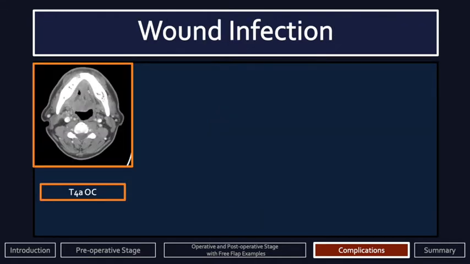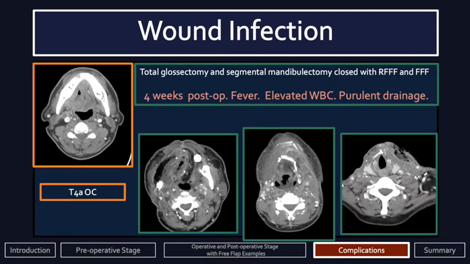Here's an example of a wound infection. This patient had a large T4A oral cavity cancer. They underwent a total glossectomy and mandibulectomy that was closed with two flaps, both a radial forearm and a fibula. 4 weeks post-op, they presented with a fever, white count, and drainage. It is no mystery that this is a wound infection. You can see the neck is dehiscent, phlegmonous changes in the periflap region, and marked edema.